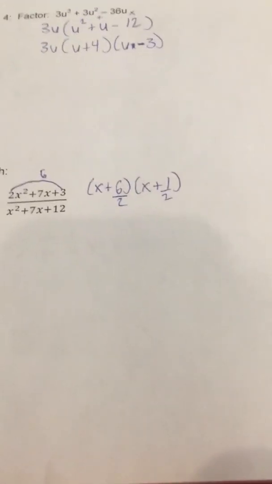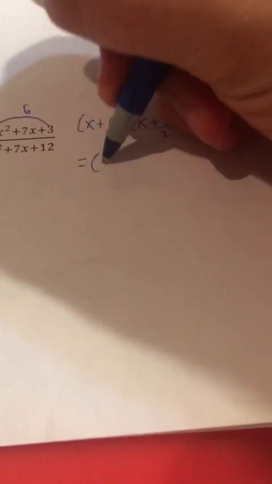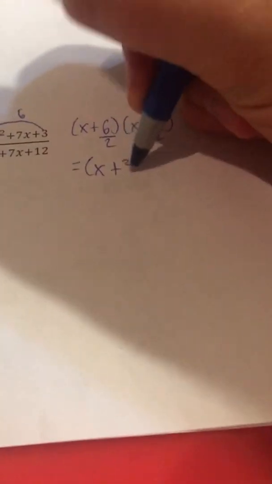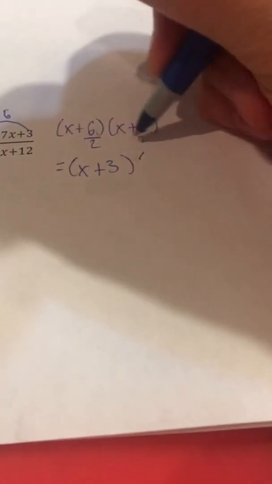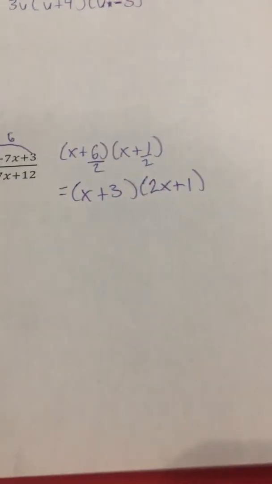But anyways, we had to divide these by 2 because we're doing the rainbow method. So that's going to leave me with x plus 3, and I can't divide 2 into 1, so move it to the front, 2x plus 1. So that's the top factored.